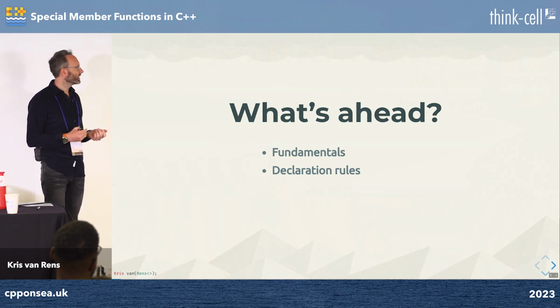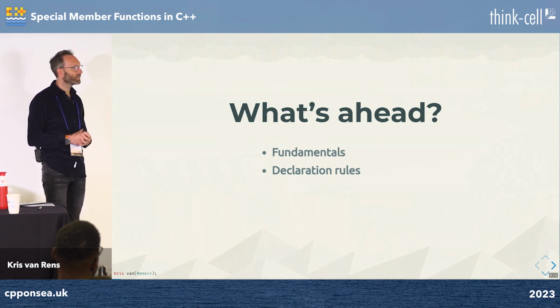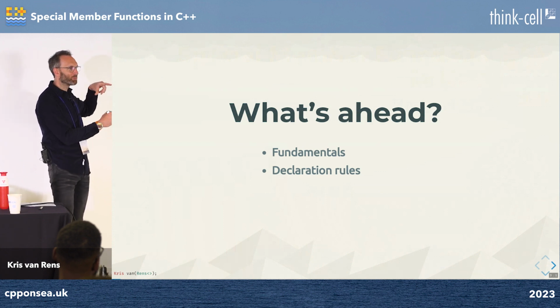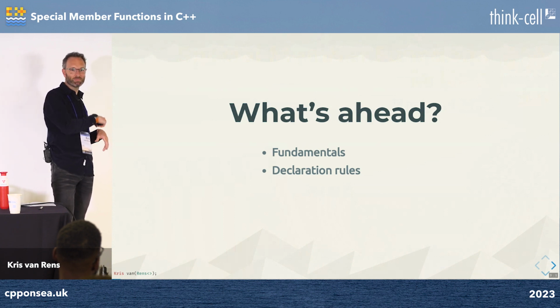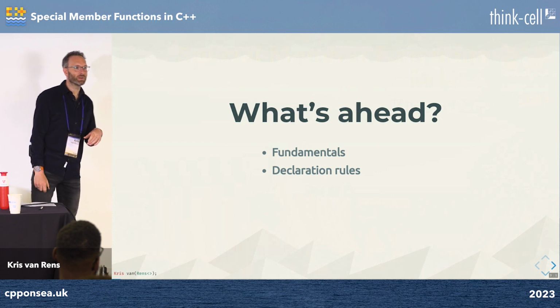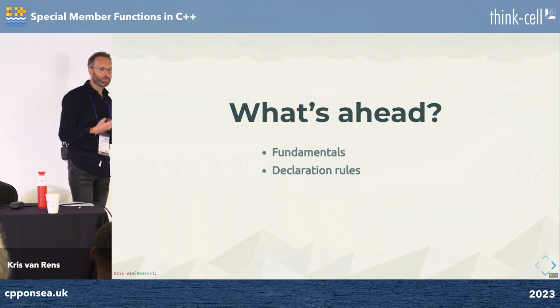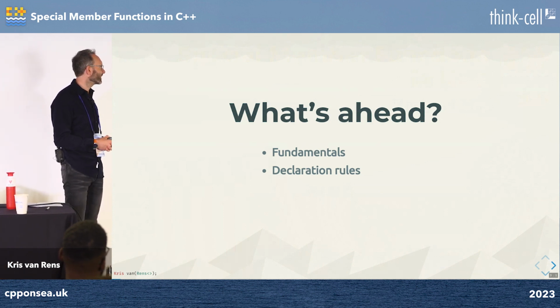Who has seen this talk by Howard Hinnant, I think it was on move semantics generally? It's a bit of an old talk already, more than 10 years old, I guess. It shows this table. I'm quite sure most of you have seen this table where we have all the user-declared member functions and then the compiler implicitly declared member functions. Well, I'm going to cover that table as well because it's the best way to cover this material.